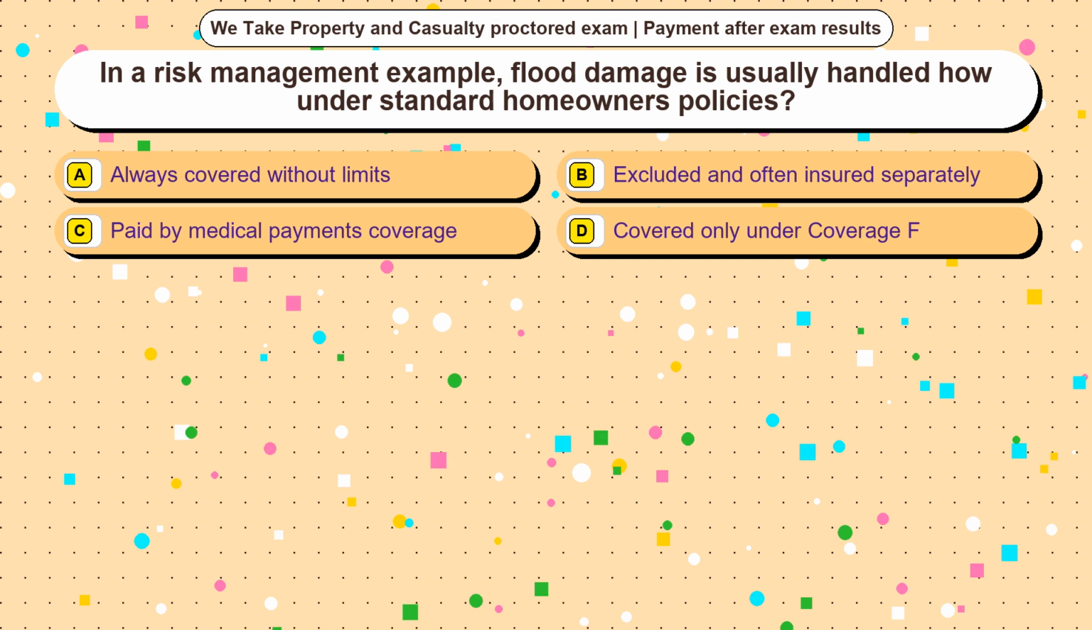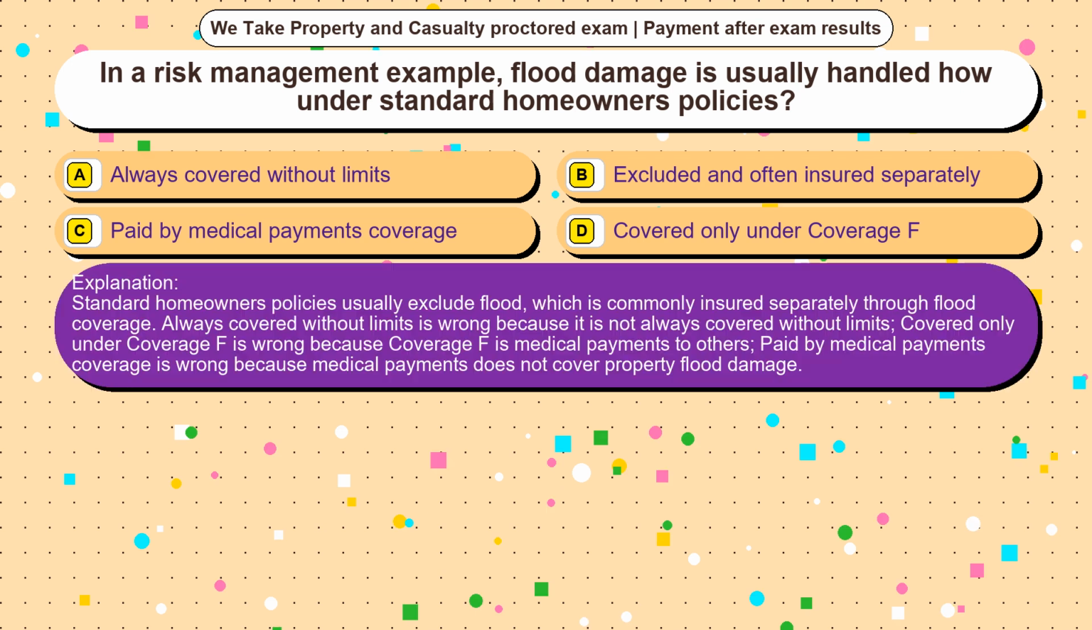The correct answer is option B. Standard homeowners policies usually exclude flood, which is commonly insured separately through flood coverage. Always covered without limits is wrong because it is not always covered without limits. Covered only under coverage F is wrong because coverage F is medical payments to others. Paid by medical payments coverage is wrong because medical payments does not cover property flood damage.